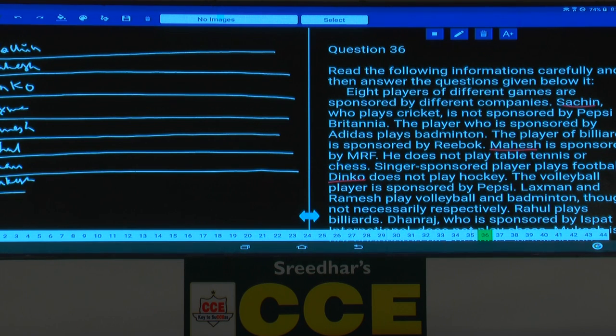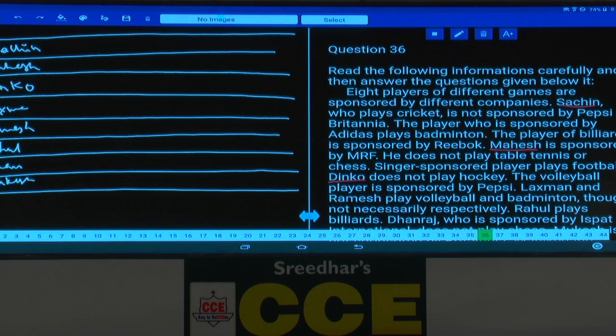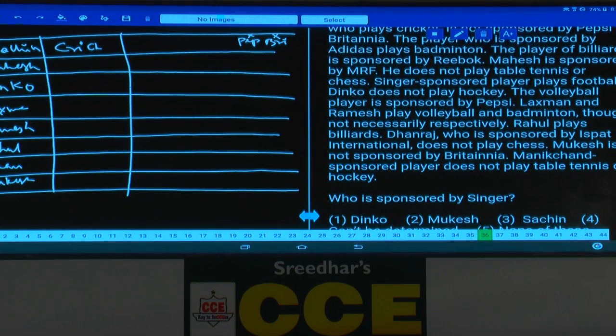Now in this one, we need to find out the person and the games. Then what is the first one here? The game. 8 players of different games are sponsored, and Sachin plays cricket. Now what is the game he plays here? Cricket. Now Sachin plays cricket and is not sponsored by either Pepsi or Britannia. Now Pepsi cross and Britannia cross, and this is how to represent the data as we discussed earlier, because it comes under the distribution type of model.